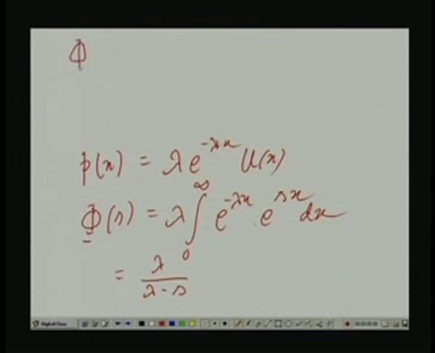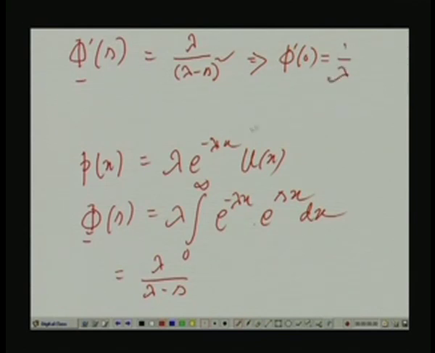If you differentiate, you have lambda minus s to the power minus 1 here. So that becomes minus 2, a minus sign comes, that gets cancelled because another minus sign comes from here. So this is 1 by lambda, which is equal to the first order moment, also equal to the mean.